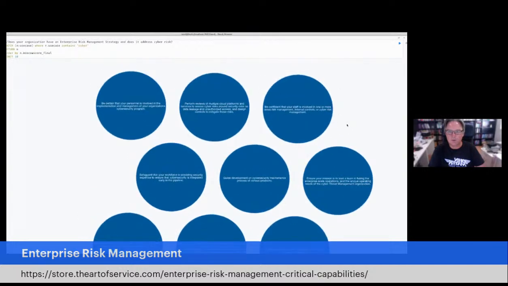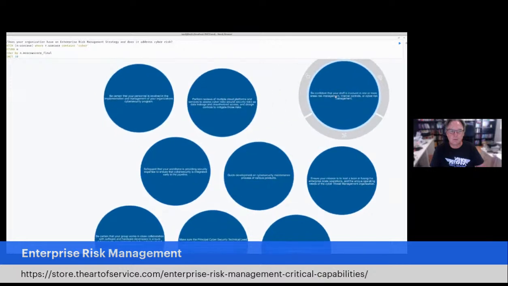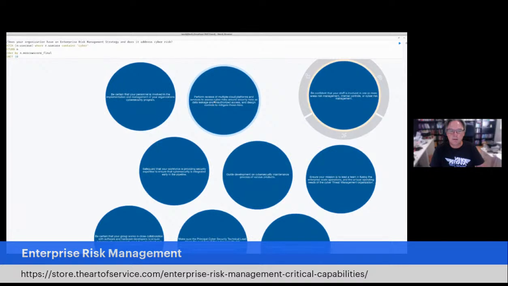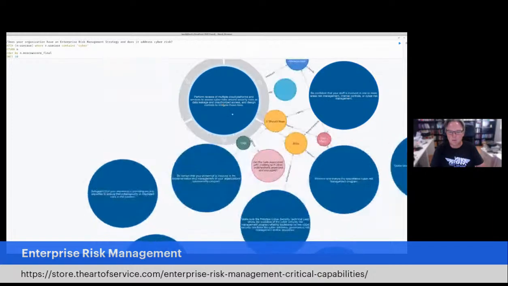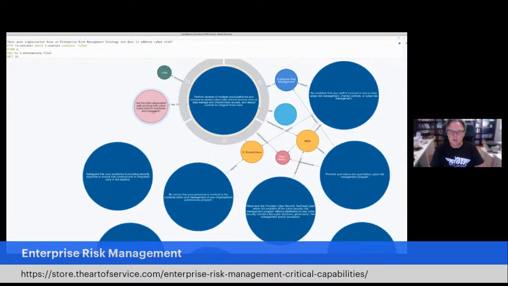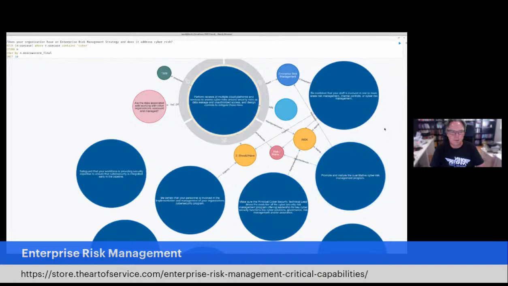All right, let's have a look at one or two. Be certain that your personnel is involved in implementation and management of your organization's cybersecurity program. Yep, that's a given. Be confident that your staff is involved in one or more areas: risk management, internal controls, and cyber risk management. Perform reviews of multiple cloud platforms. Here we go into the deep end. And services to assess cyber risks around security risks such as data leakage and unauthorized access, and design controls to mitigate those risks. I like that one. That's going deeper already. Are the risks associated with working with other organizations assessed and managed?